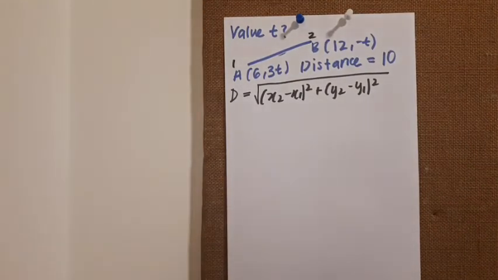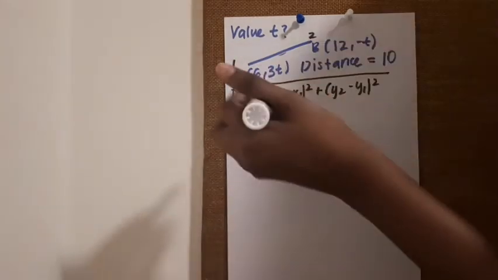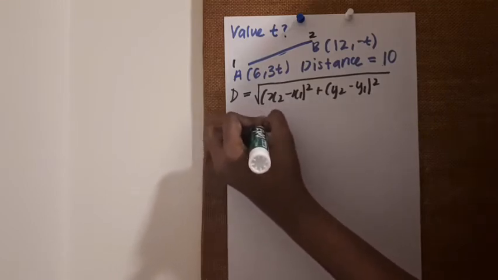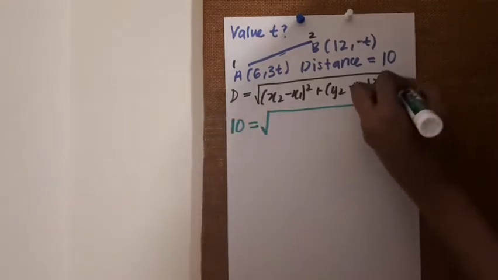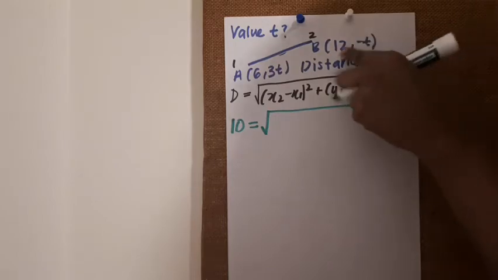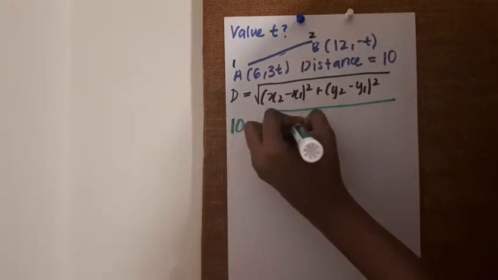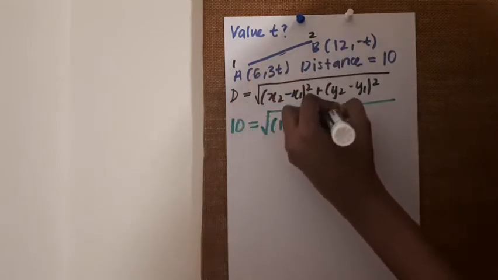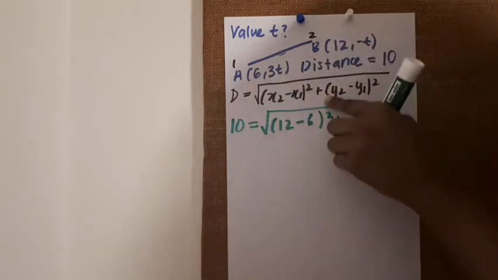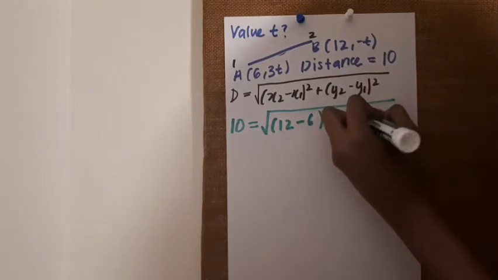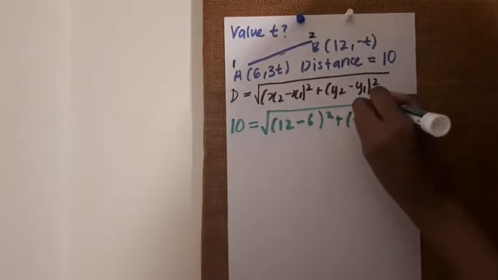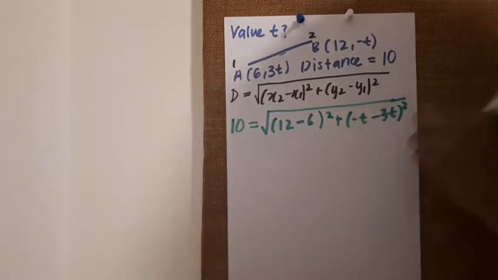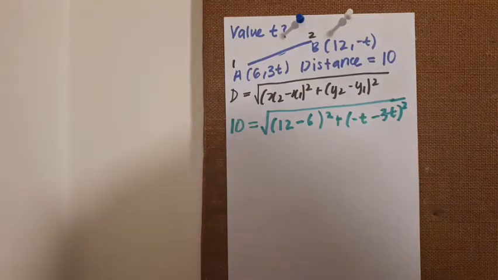Okay, now we just substitute everything. We know that d is equal to 10, so write down 10 here and put down your square root. x2 is 12, so in brackets 12 minus x1, which is 6, squared, plus y2, which is negative t, minus 3t, and then squared.